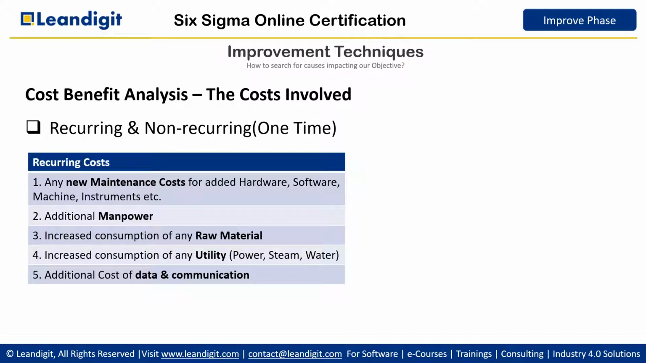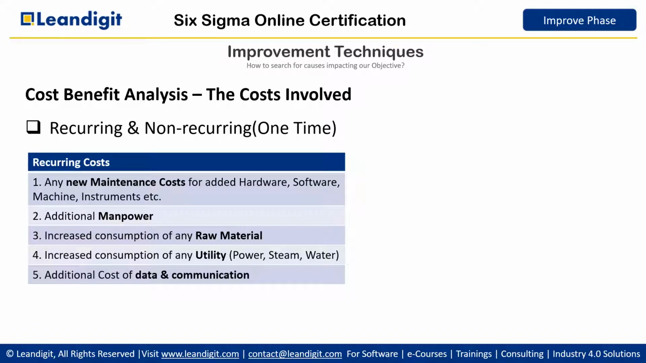The recurring cost can be if we modify a machine or add some hardware or software which requires regular maintenance. So maintenance is a recurring cost. Additional manpower is a recurring cost. If we consume a little more raw material, it is increased cost and therefore it is a recurring cost. If we consume more utility like power, steam and water, it is additional cost which is recurring in nature. Or now these days the data and communication cost which is also recurring as we have to pay on a monthly basis.